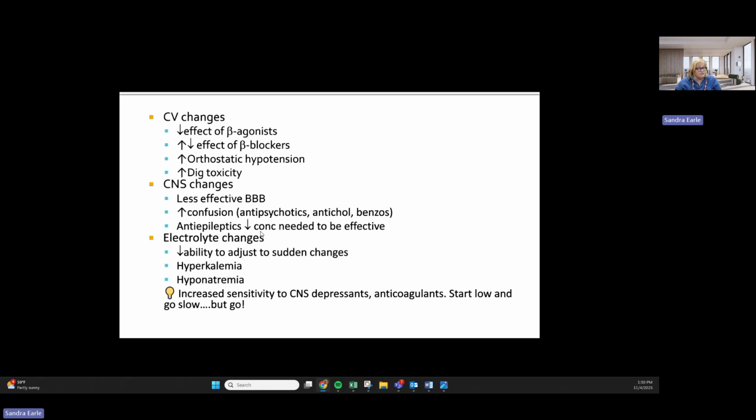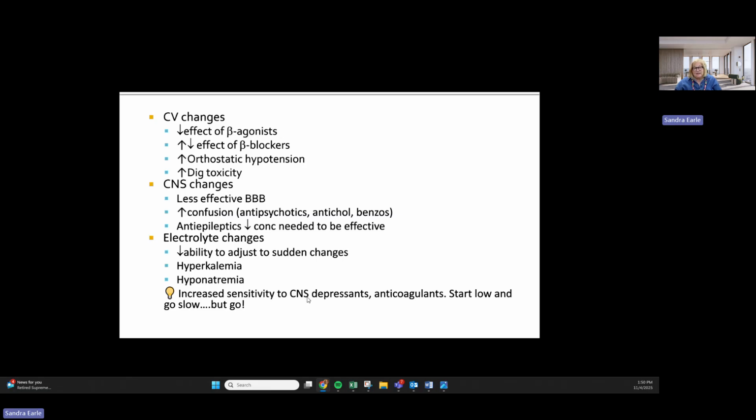And with antiepileptics, you can sometimes decrease the concentration that's needed to be effective in decreasing seizure activity. There are also electrolyte changes, and there's less ability to adjust to sudden changes as we age. This is why we see a lot more hyponatremia that becomes life-threatening, and hyperkalemia. Where this might not be so worrisome in a younger patient, it can be life-threatening in an older patient. So with increased sensitivity to CNS depressants, you want to be very aware of them because you can have a much greater effect at the same concentration.